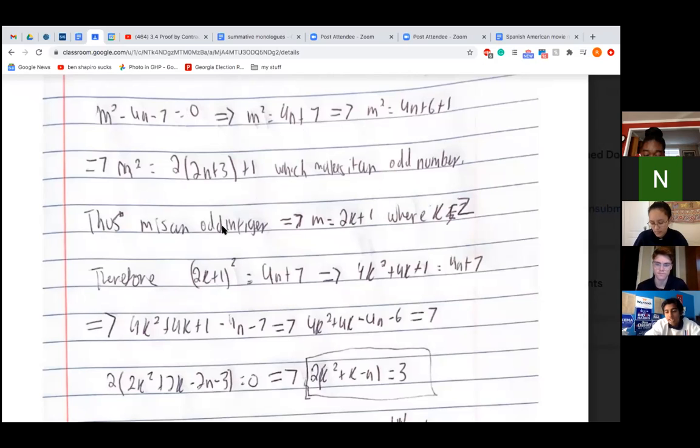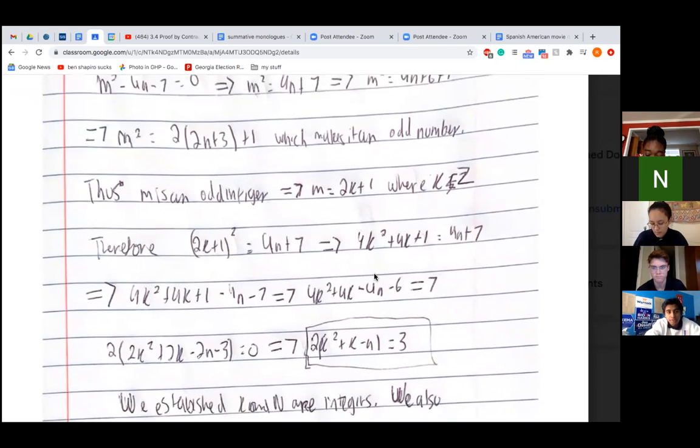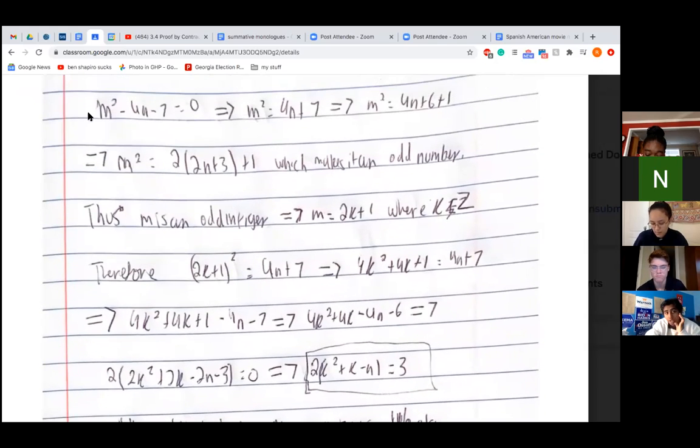And so because of that, now you know that m as an integer is odd. So therefore, we know that an odd number is equal to 2k plus 1. And so m is equal to 2k plus 1, where k is an integer. Then I plugged m, 2k plus 1, back into this original equation right here. And so (2k plus 1) squared is equal to 4n plus 7. After foiling, you get 4k squared plus 4k plus 1 is equal to 4n plus 7.